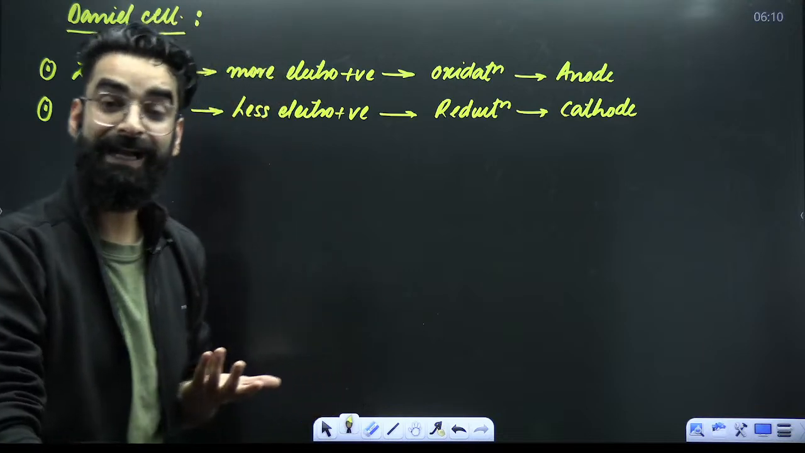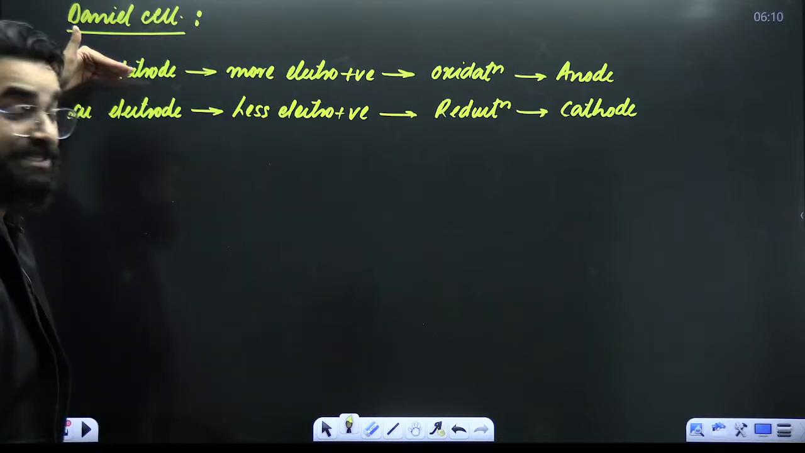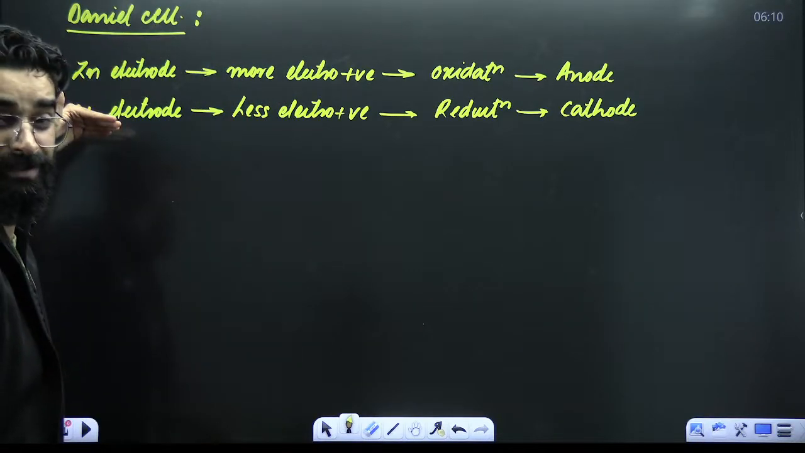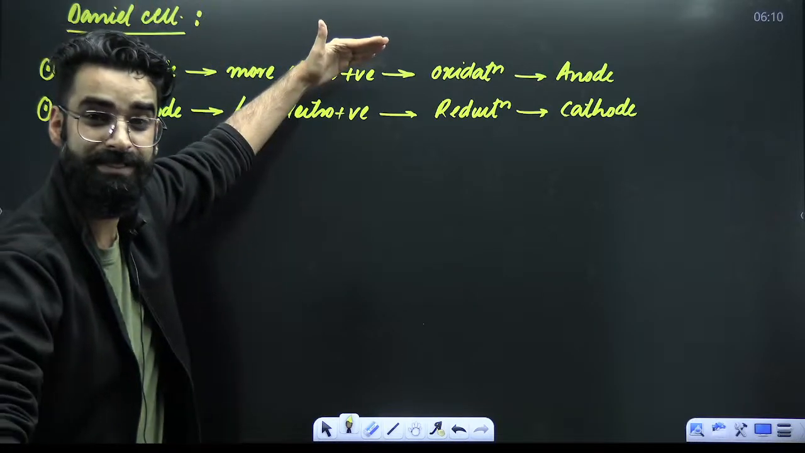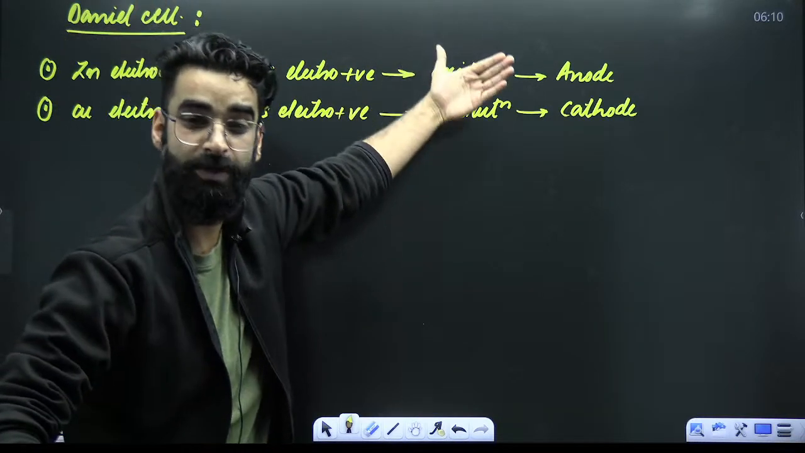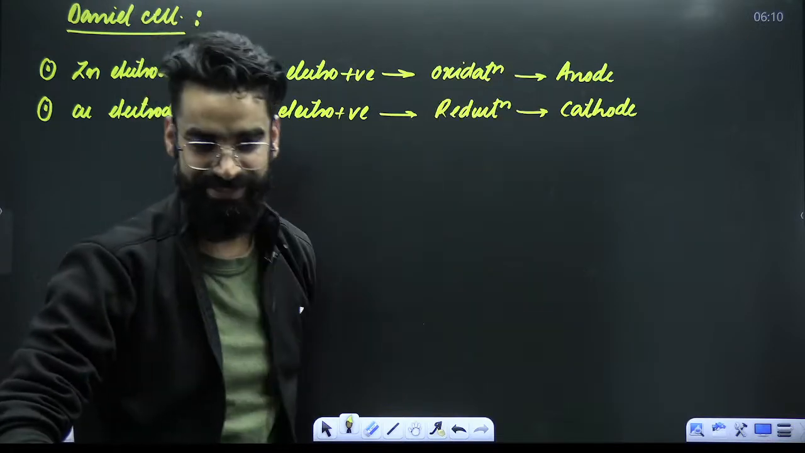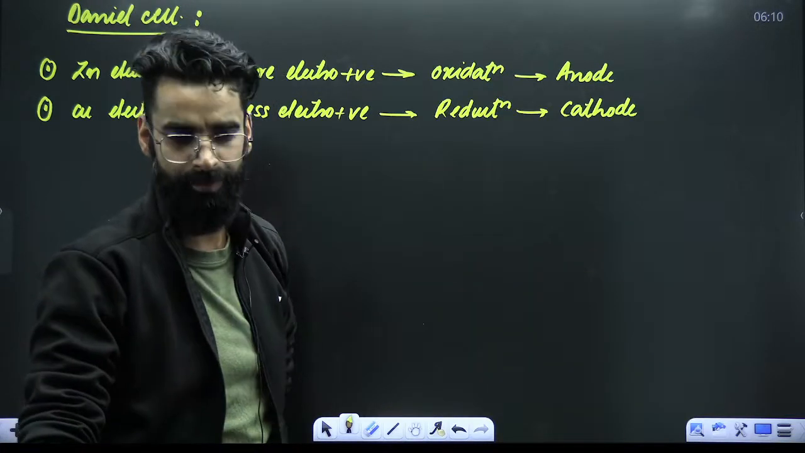Okay, how exactly do you get to know that? Zinc is considered to be more electropositive than copper. So it has more tendency to lose electrons. Loss of electrons is something which you call oxidation, and oxidation always takes place at the anode. Right? This is how you can remember it.